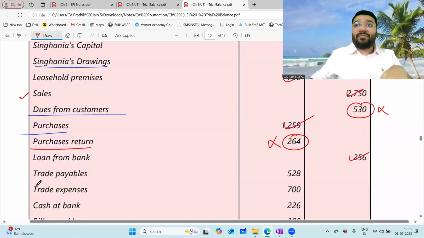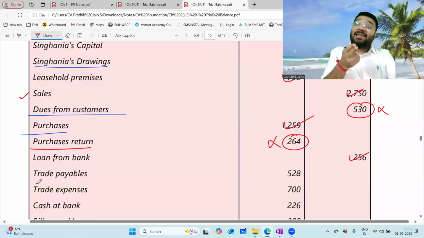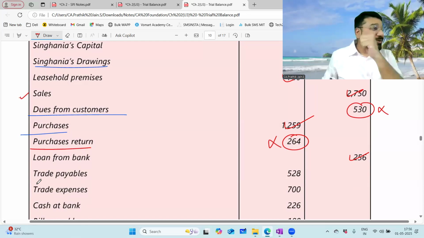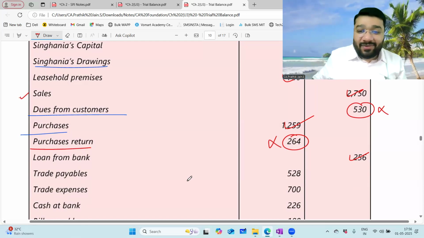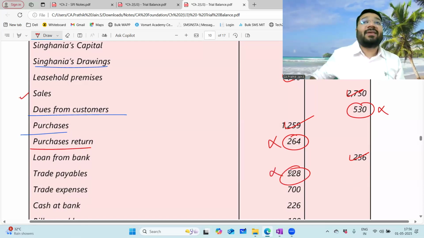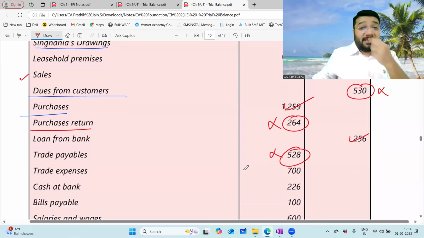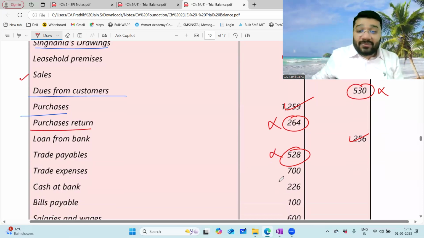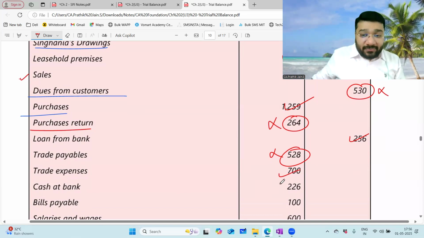He gave goods now. He doesn't have the money. At gunpoint, he says, I'll give you tomorrow. So trade payable, that is how it is coming on debit. Wrong. It should go to which column? Credit column. Trade expenses, correct? Okay. Cash at bank, correct.